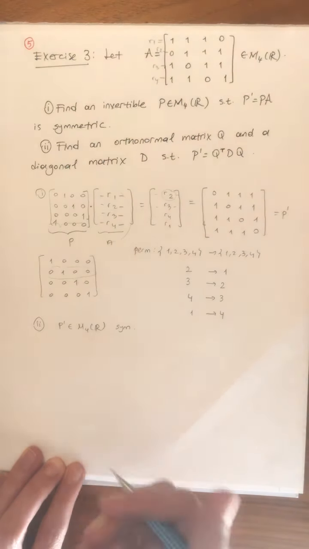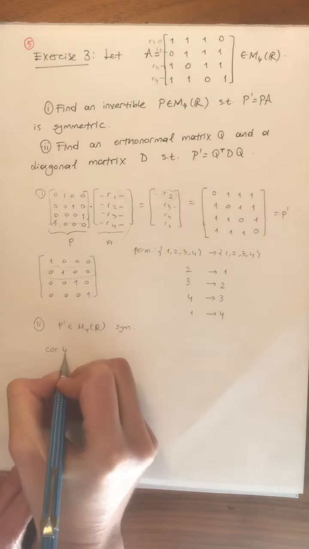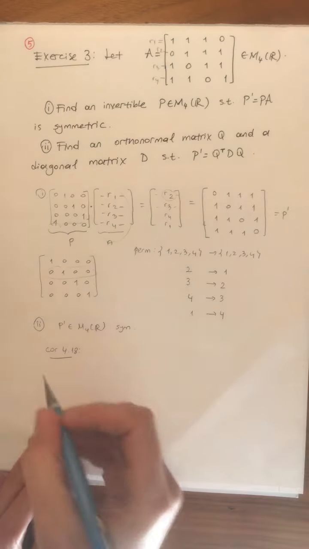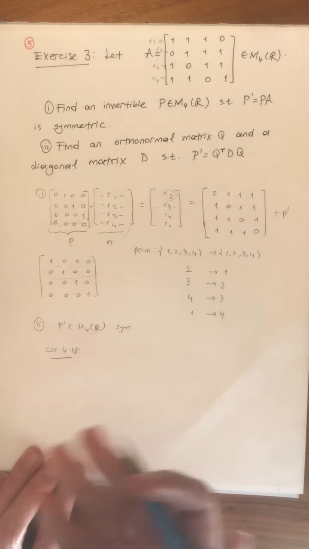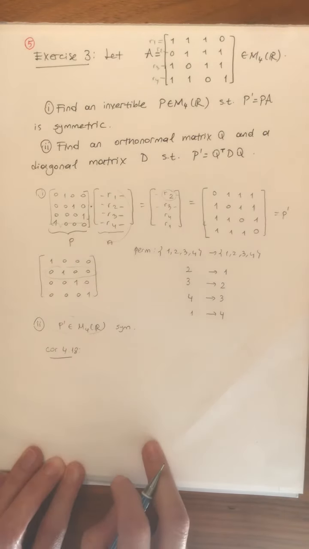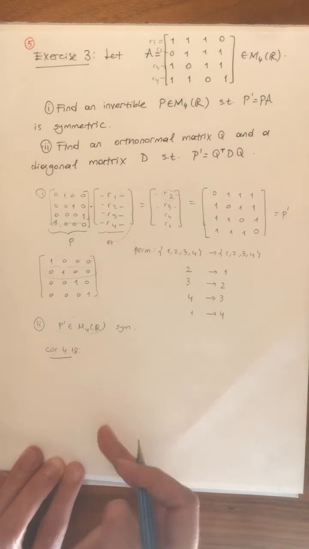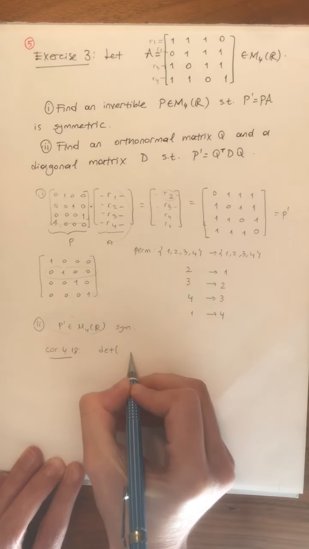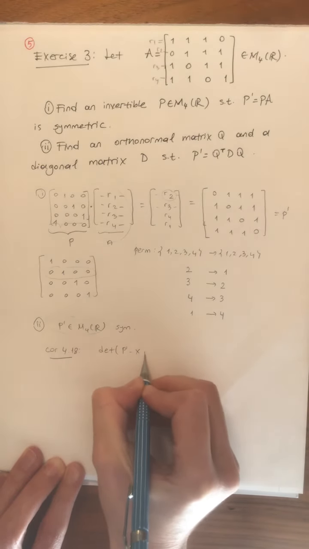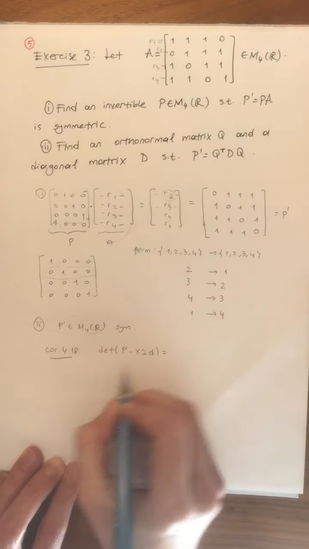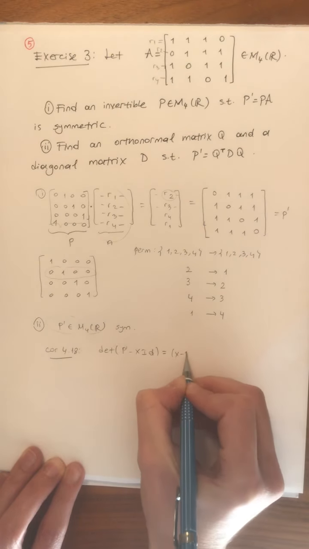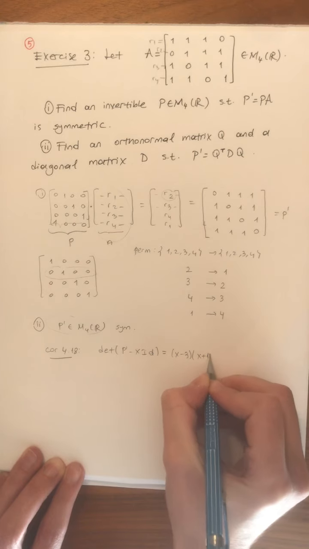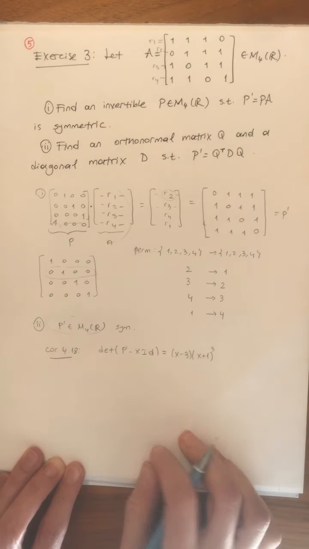That means we may apply Corollary 4.18, right? So to apply this corollary, we work with the eigenvalues and the eigenspaces of our symmetric matrix P prime. And its characteristic equation can be found as the multiplication of x minus 3 and the cube of x plus 1.